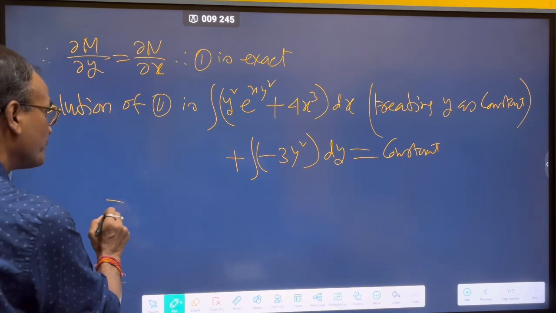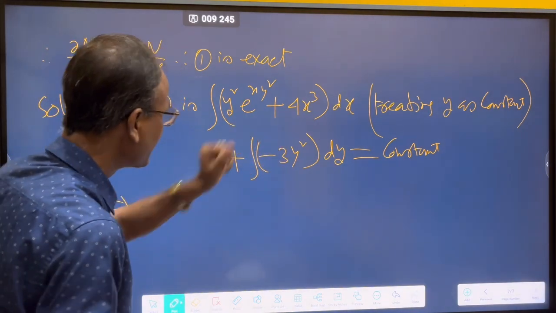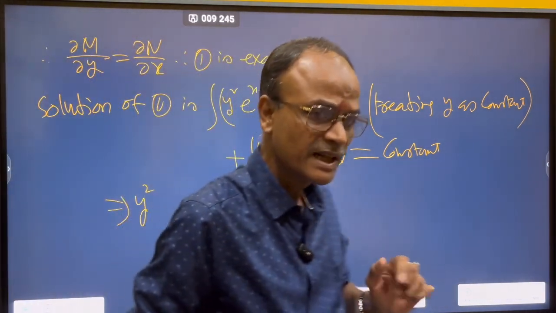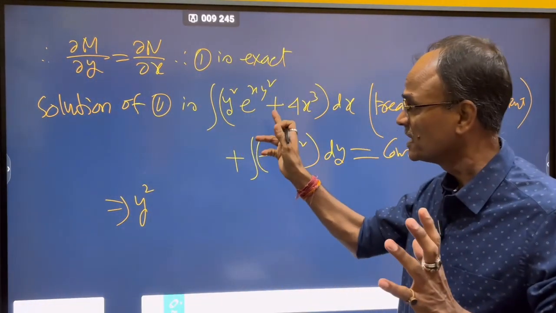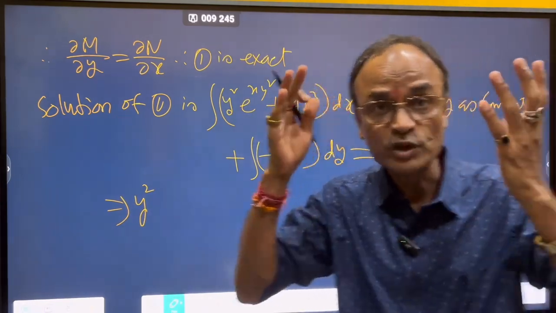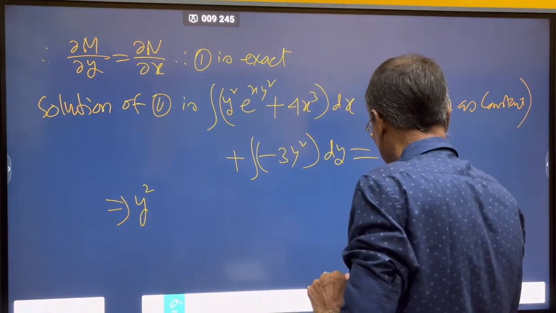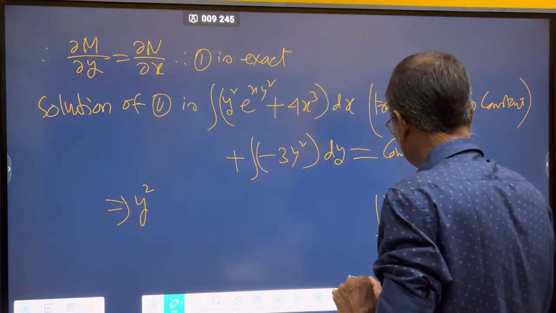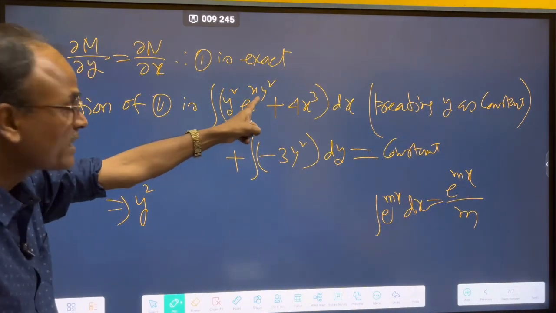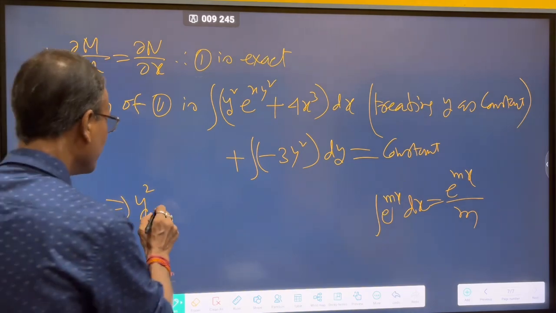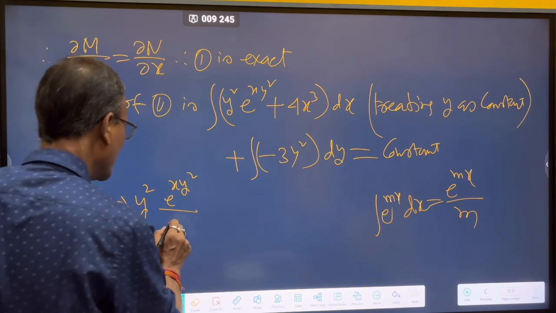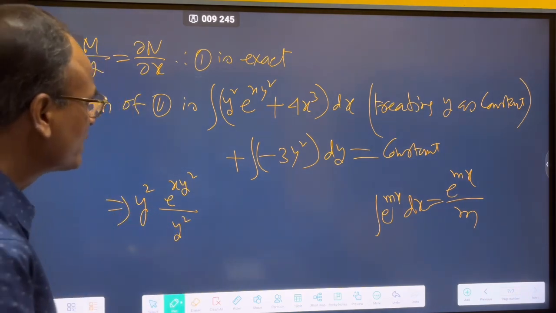This means treating y as constant. Here y square is constant. Integration of e to the power x y square, with y square constant. What is the integration of e to the power mx? The integration of e to the power mx is e to the power mx divided by m. Here, for e to the power x y square, the integration is e to the power x y square divided by y square.